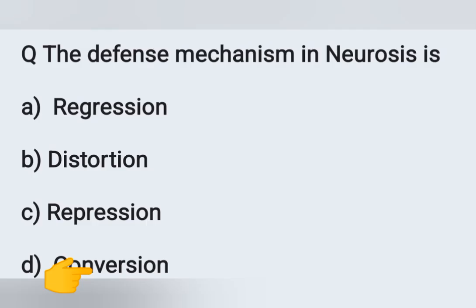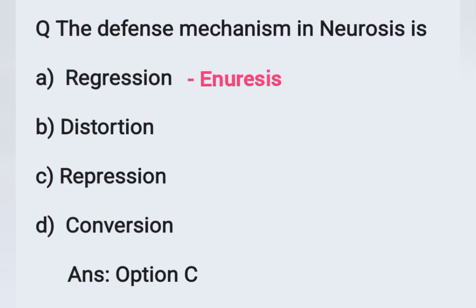And the next question is the defense mechanism in neurosis is options. Option A regression, option B distortion, option C repression, option D conversion. Defense mechanism in neurosis is repression. Option C is the correct answer. And the first option, regression, is also seen in case of neurosis.